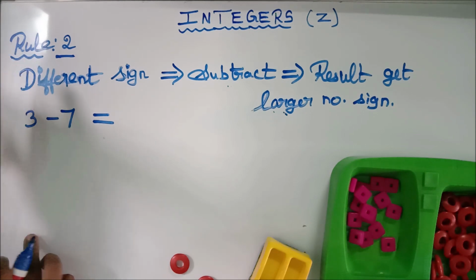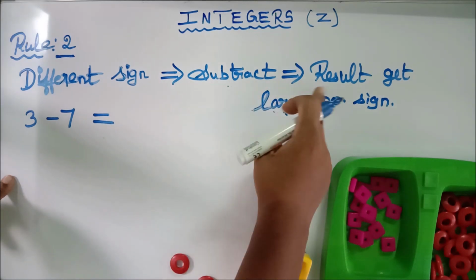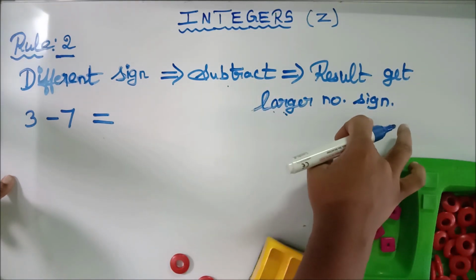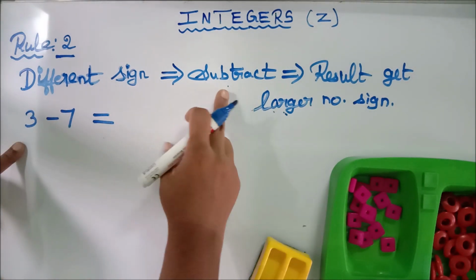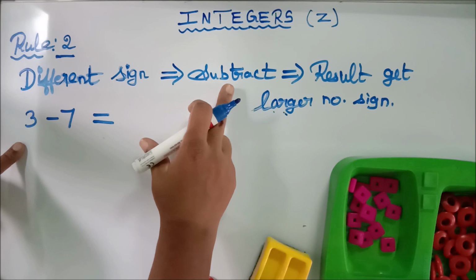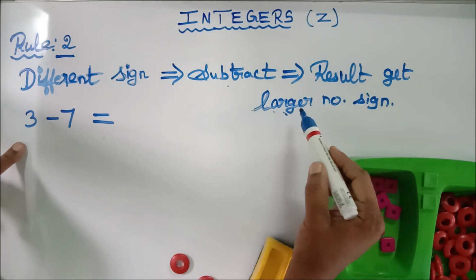What is meant by rule 2? Different sign means you have to subtract, and the result gets the larger number's sign. That is, if the given integers are of different signs, you have to subtract. How can you subtract? You subtract the smaller number from the larger number. You get one result. The result gets the symbol of the larger number.